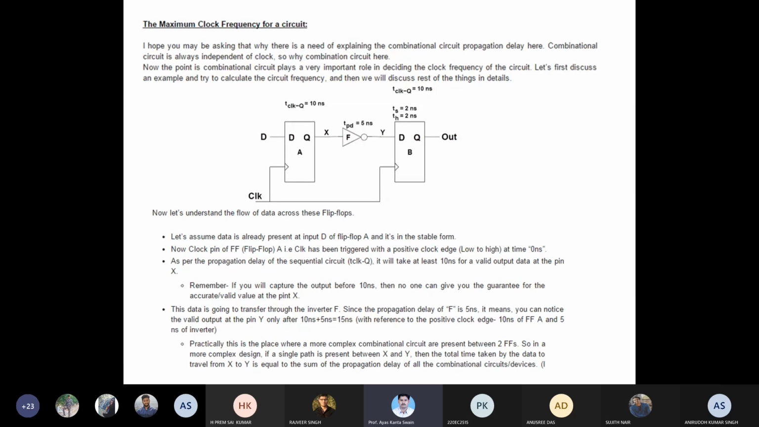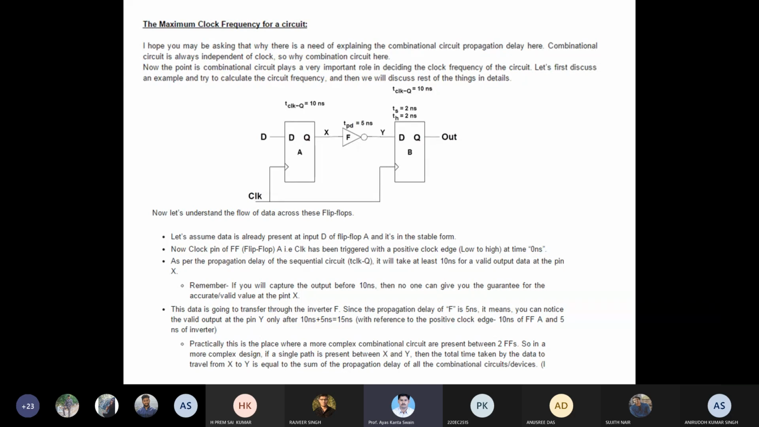So the propagation delay due to the combinational block plays a very important role while deciding the maximum clock frequency of a circuit. We have taken one figure here, a synchronous clock circuit. Two flip-flops are getting the clock at the same time. Flip-flop 1 has a delay of TCLKQ, so from CLK to Q the flip-flop propagation delay is 10 nanoseconds.